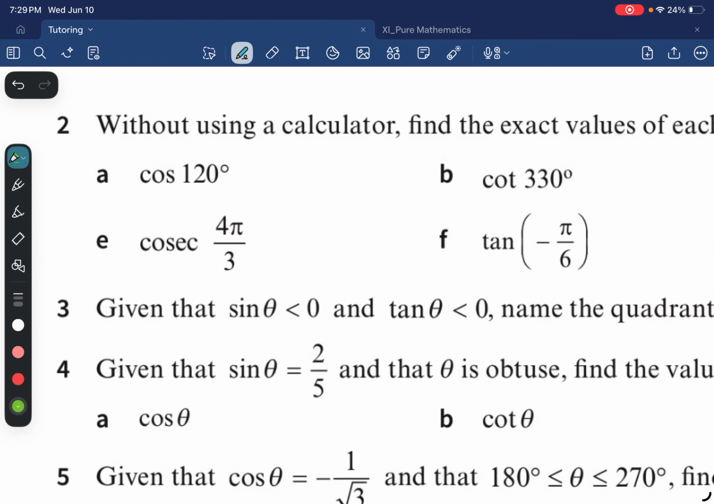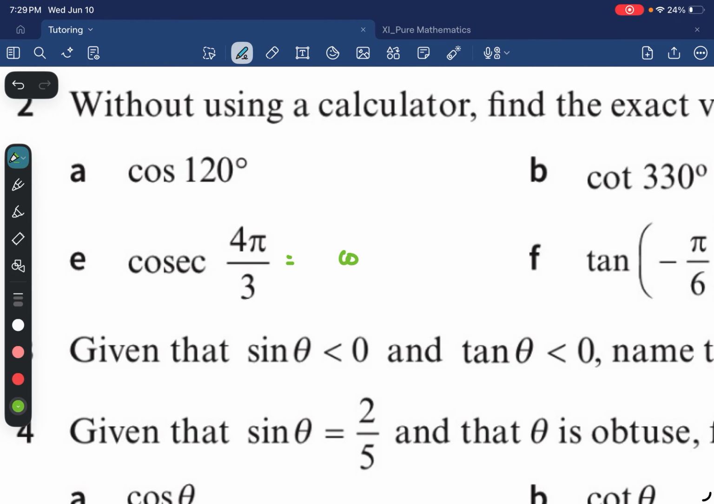All right. For E, it's the same process. You write it as cosecant of pi plus pi over 3, right?